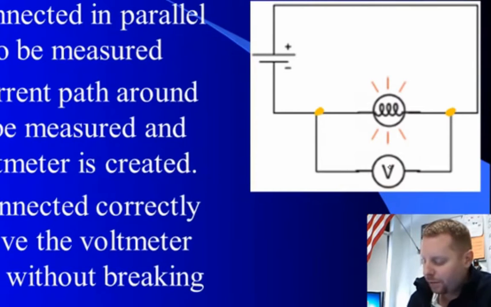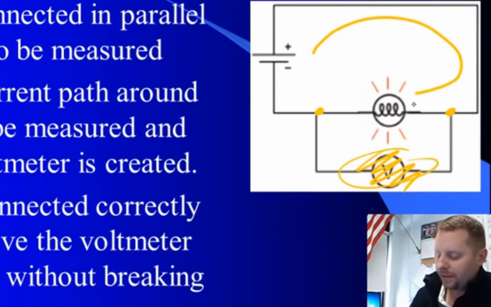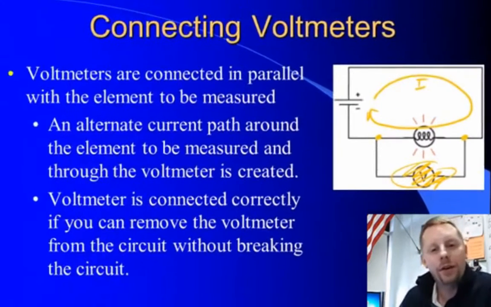If, however, we were to remove the voltmeter, we would have an open down here in this loop, so no current would flow there, but we would still have current flowing through the bulk of our circuit, through a complete path there. So removing the voltmeter, our circuit should still operate.